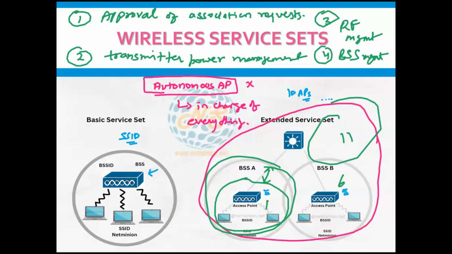Getting my point? So this is the scenario: it is a standalone access point or autonomous AP, which behaves like a WLC on its own, but is not good for a bigger environment.